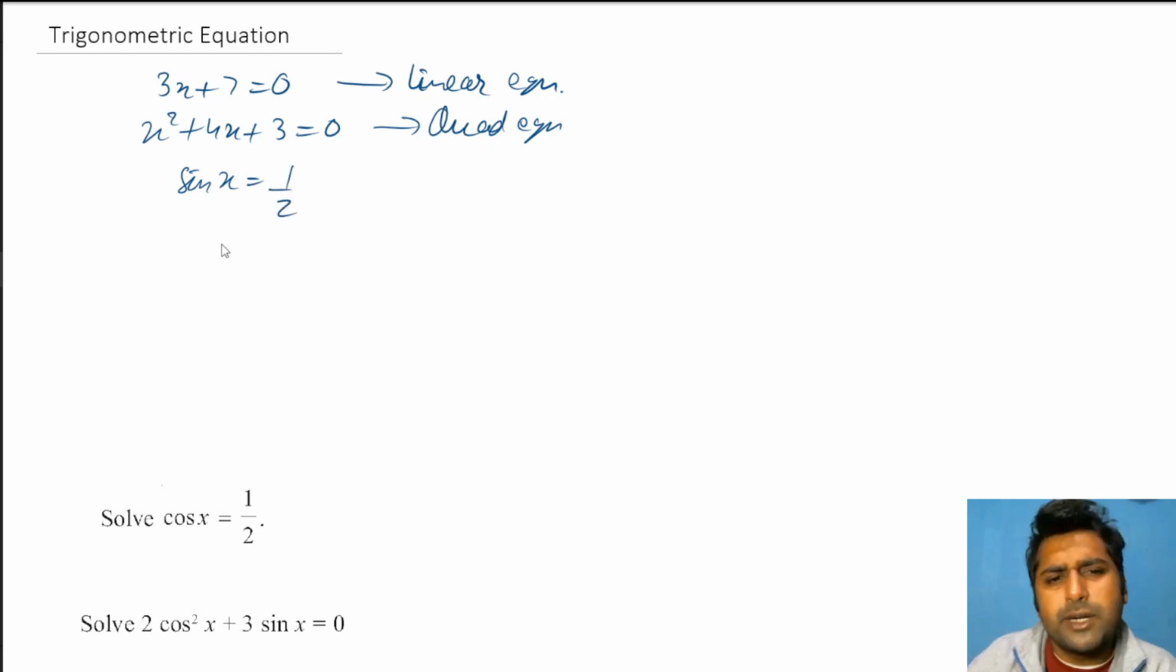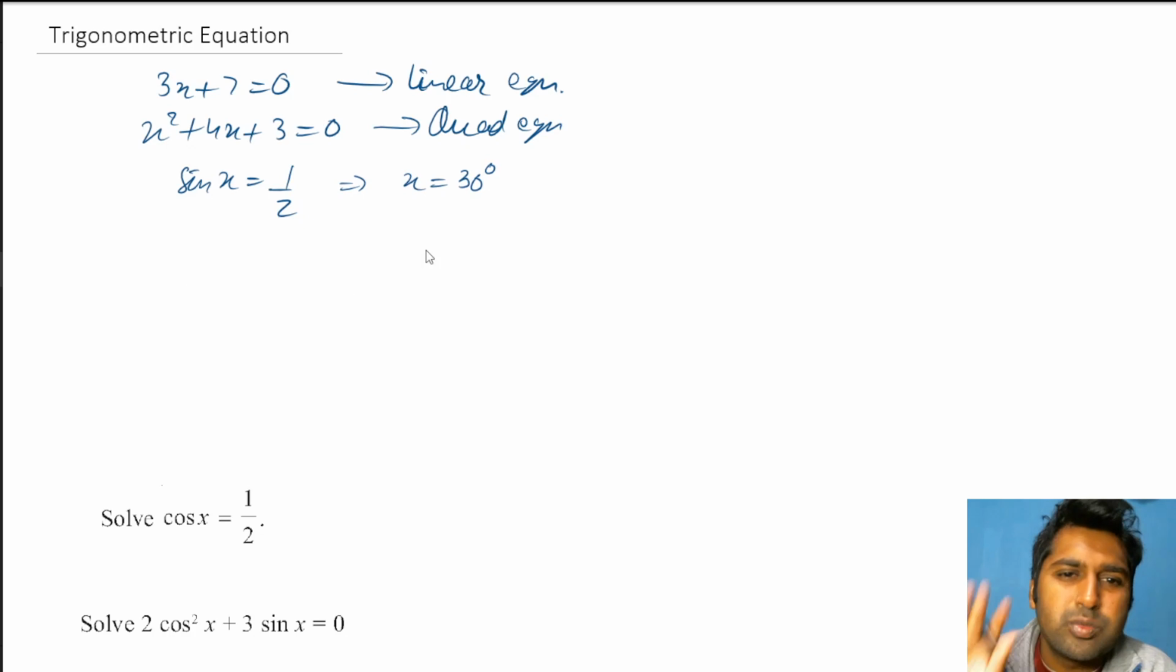Now you'll say this is pretty easy. We know sine x is 1 by 2. That means x is 30 degree. Yeah, that is one of the solutions. There is a reason we are going to study this topic separately, because as such there are infinite solutions for a trigonometric equation. So we'll talk about two types of solutions: general solution and principal solution.